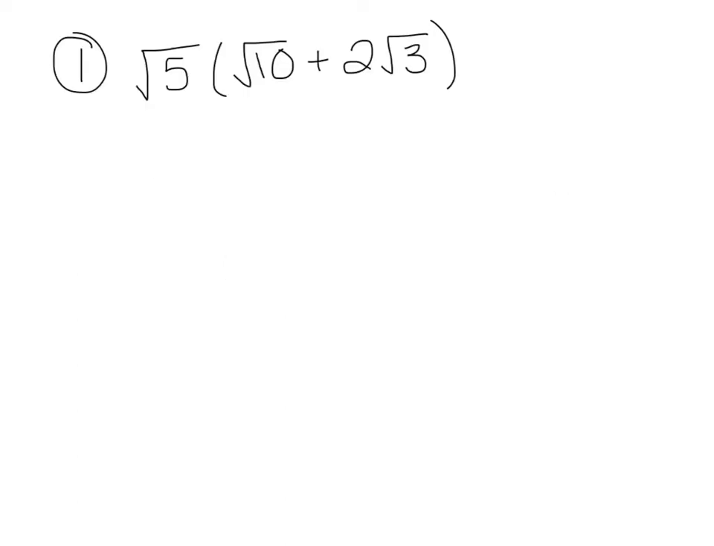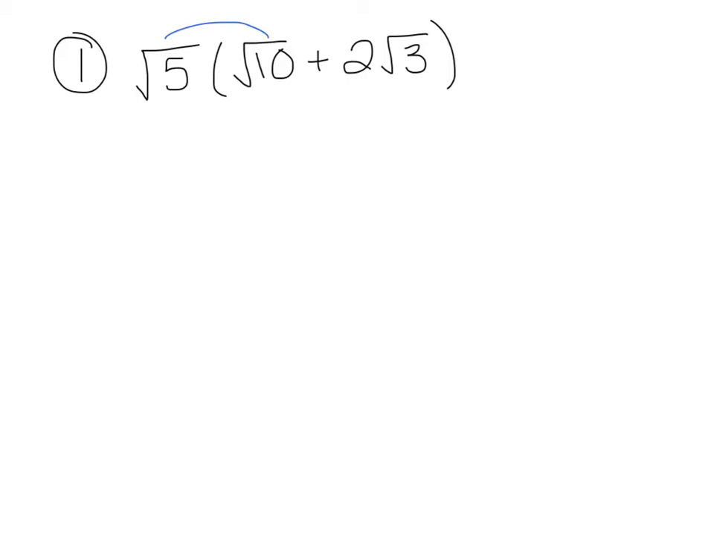So when we multiply radicals, the main thing we want to remember is our distributive property. These multiplying radicals are a little bit different than what we did the other day. Like I said, what you want to remember is your distributive property. So we have a square root of 5 on the outside of parentheses. We have a square root of 10 plus 2 square root of 3 on the inside. So like I just said, we're going to distribute.